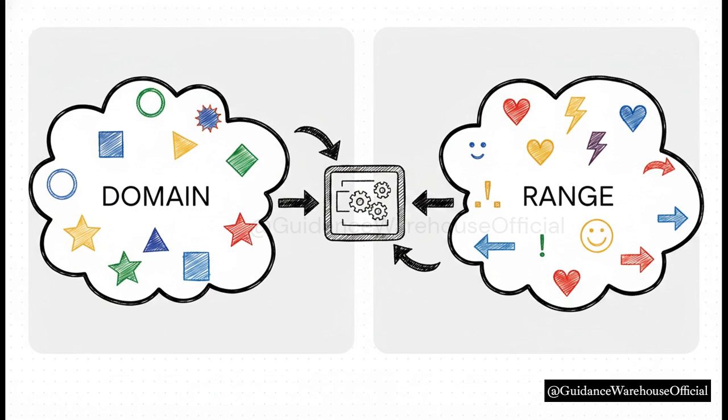Now, of course, in math, we like to have specific names for things, right? So these two groups have their own special terms. The domain, well, that's just the set of all the possible inputs, everything you can possibly start with. And the range, that's the set of all the possible outputs you can get. Simple as that. Domain is for inputs, range is for outputs.